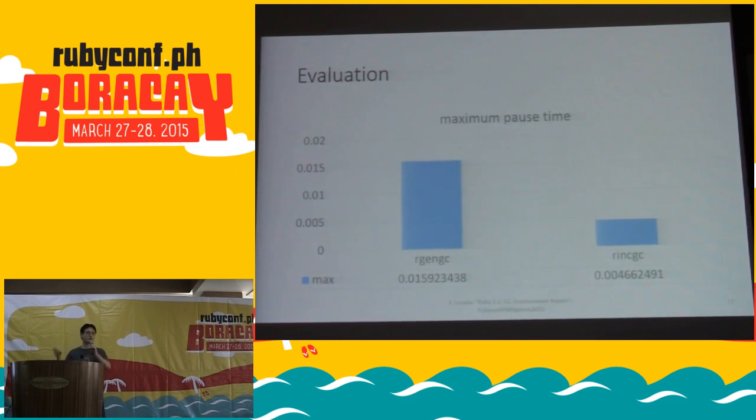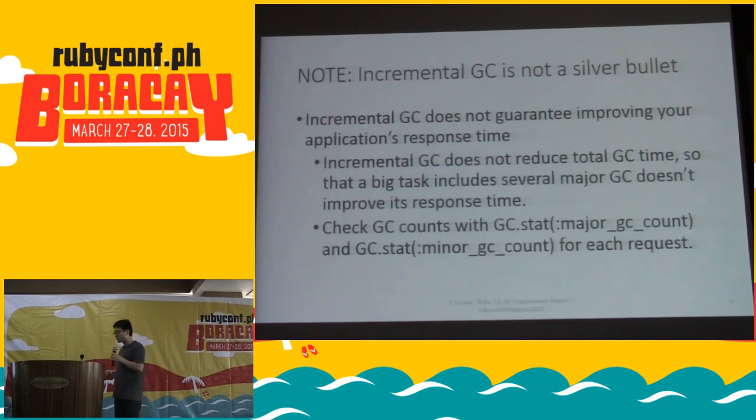So this is what we achieved on Ruby 2.2. But I want to emphasize this slide: incremental GC is not a silver bullet. Incremental GC only divides the long pausing GC phase. It doesn't improve the throughput, the total GC time. It only divides the GC phase into several phases. So if you have any trouble with garbage collection, please measure with these methods, or ask me directly. We can help you solve your application pause time or application throughput problems.